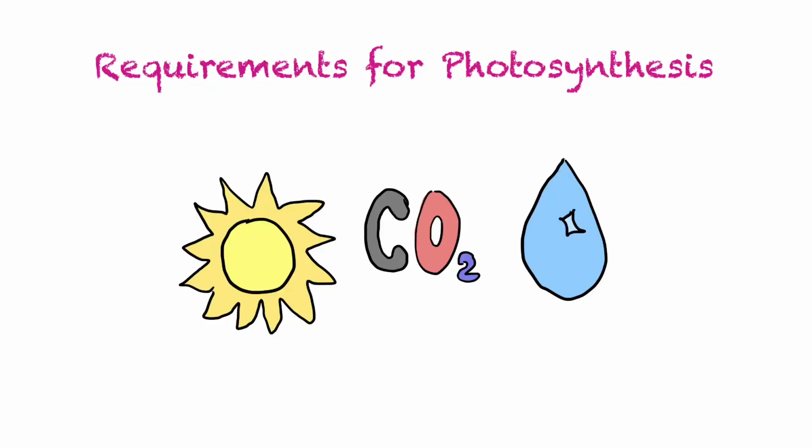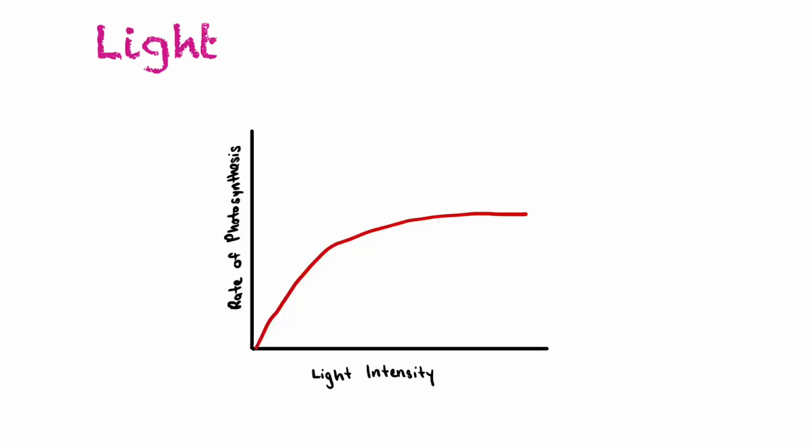In this video, we're going to explore some of the requirements for photosynthesis and examine some of the factors that affect the rate of photosynthesis. The first thing that plants need is light, and obviously without light we can't have the light-dependent reaction, so it would be a problem if there wasn't enough light for photosynthesis.